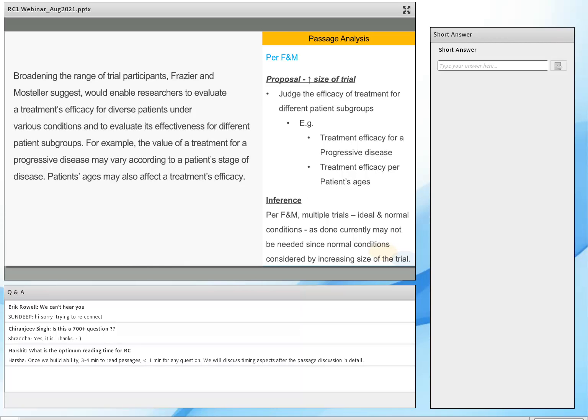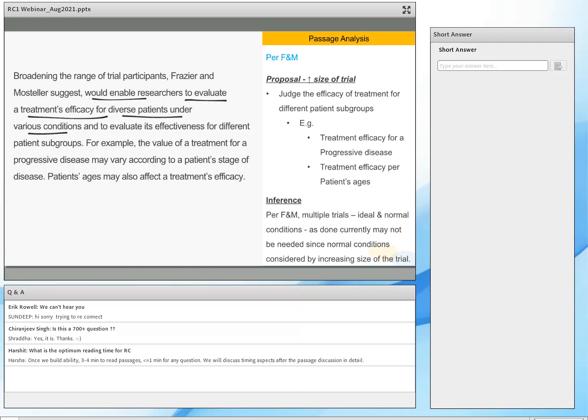Broadening the range of trial participants, FNM suggests, would enable... What will it lead to? It would enable researchers to evaluate a treatment's efficacy for diverse patients under various conditions. So that's the first good effect that you would see. What good effect would we see? When you broaden the range of participants, it will help researchers to see the goods and the bads of a treatment's efficiency for diverse patients under various conditions.